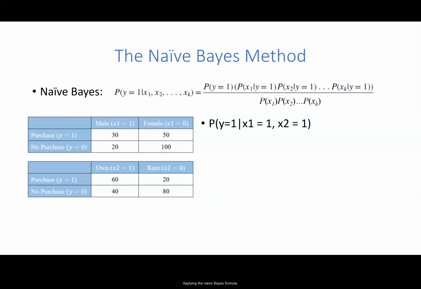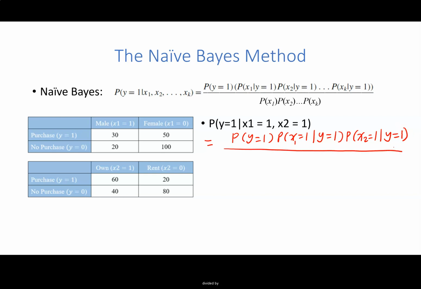Applying the naive Bayes formula, this will equal the overall probability of y equal to 1, multiplied by the conditional probability of x1 equal to 1 given y equal to 1, multiplied by the conditional probability of x2 equal to 1 given y equal to 1, divided by the overall probability of x1 equal to 1 multiplied by the overall probability of x2 equal to 1. Now let's find the numbers.